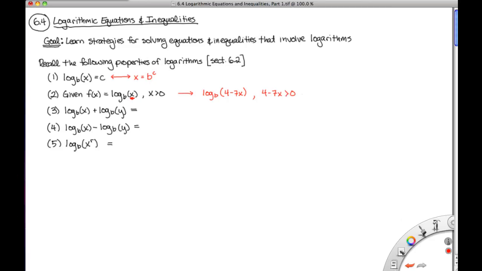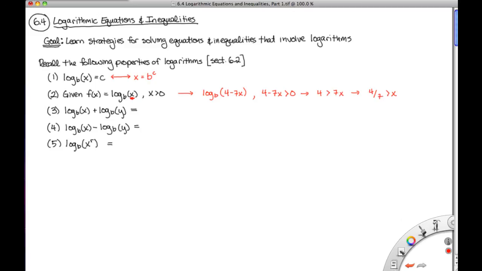We could then go about solving this for x to identify the specific restrictions on x. So if we move the 4 and then we divide by negative 7, we'd get 4/7. So x would have to be strictly less than 4/7 in this case, just as a quick side example. So we always want to watch out for this, as we'll see with these next ones.